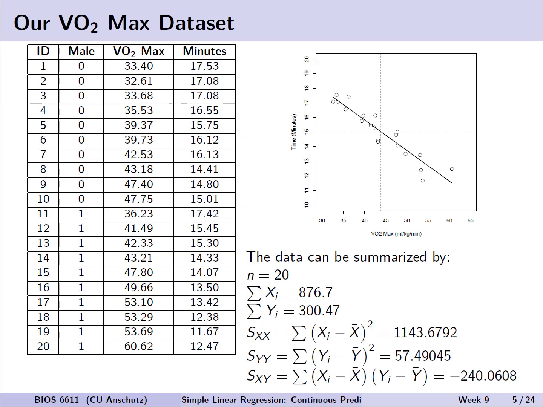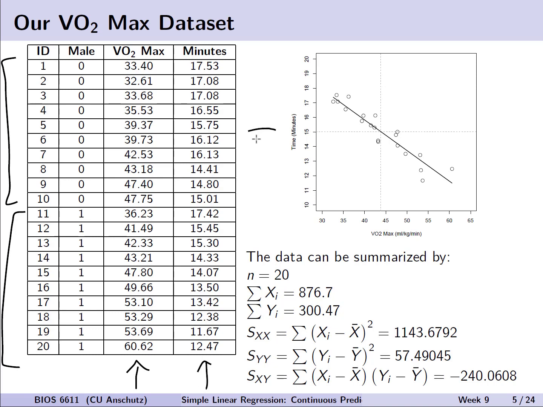Here we can see our data set, a summary, scatter plot, and some other summary statistics. We see, for example, the first 10 values are females, the next 10 values are the male observations. We have then a column of information with the measured VO2 max, as well as the time it took to complete the 2-mile run in minutes.